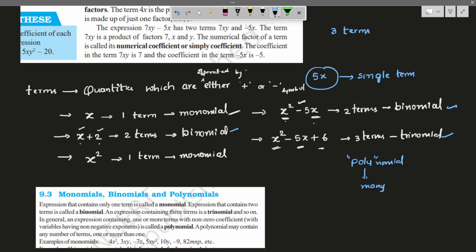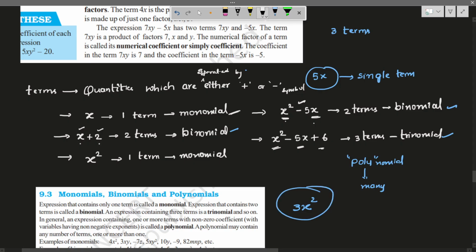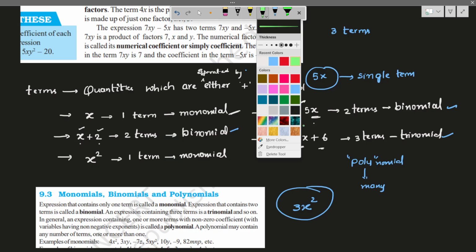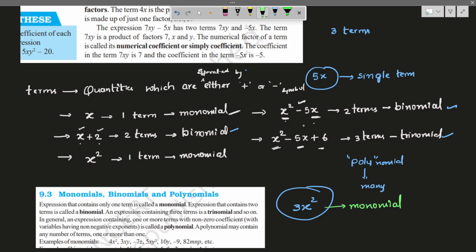Now, can you tell me whether this is a monomial or binomial or trinomial or polynomial? This is a monomial, because it does not contain any plus or minus symbol. Here quantities are not separated by plus or minus symbol. So this is a monomial.